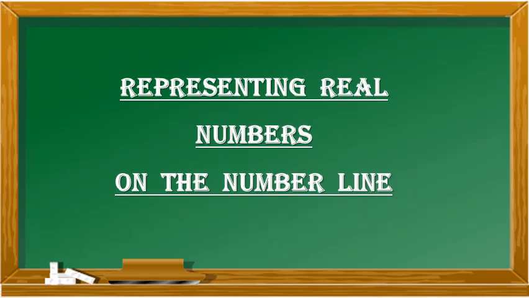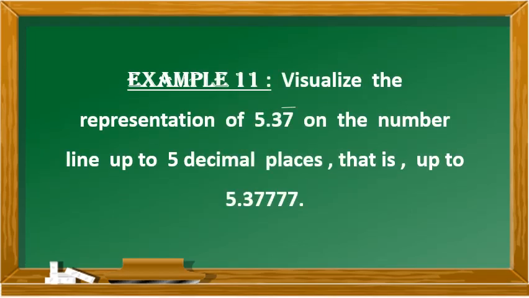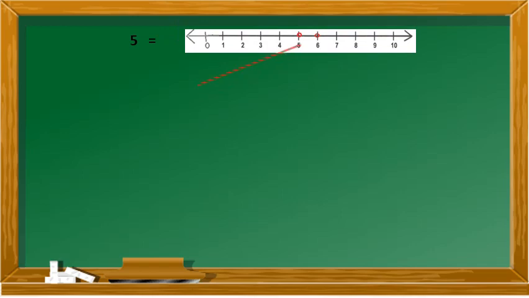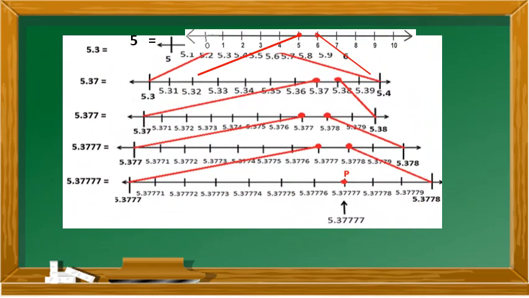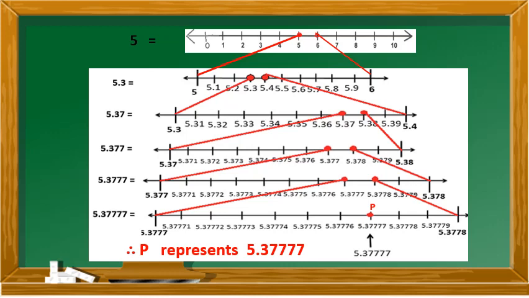Let us learn how to represent real numbers on the number line. Example 11 is to visualize the representation of 5.37 bar on the number line up to 5 decimal places. Up to 5 decimal places is 5.37777. First of all, represent 5 the whole number on the number line.